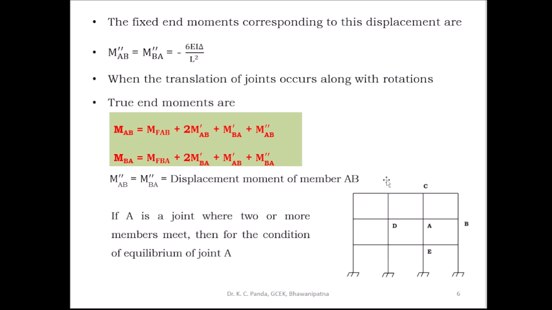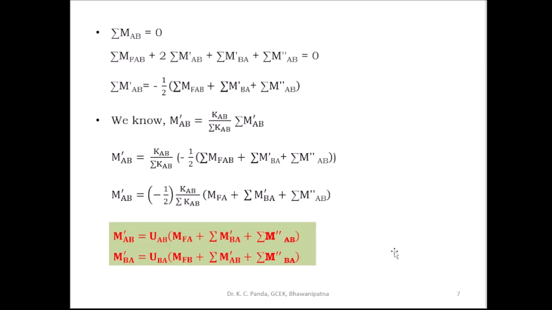So here this is the frame, a multi-story frame. A is a joint where two or more members meet. Here four members meet: AB, AC, AD and AE. Then for the condition of equilibrium of joint A, the summation of moment MAB is equal to 0.